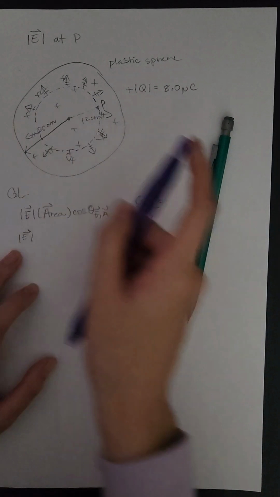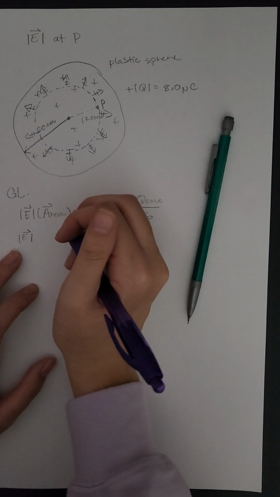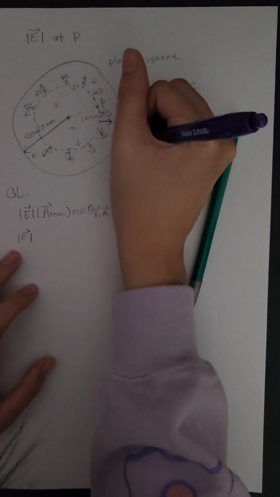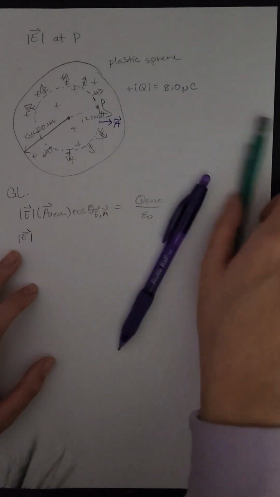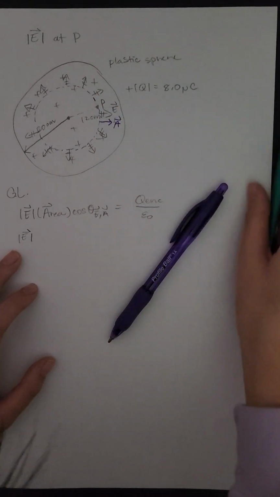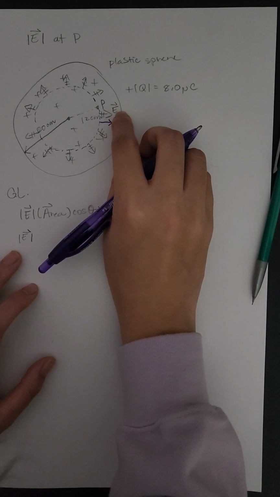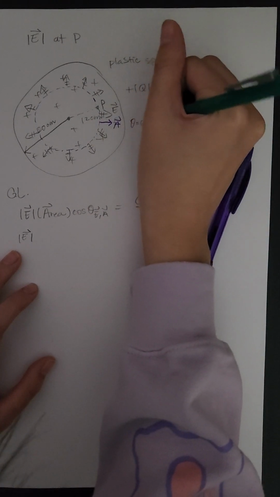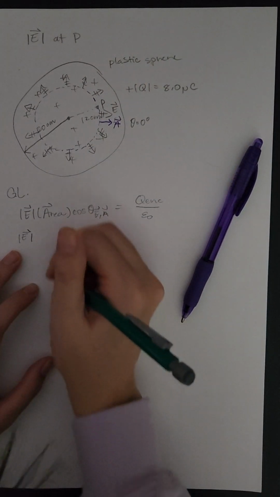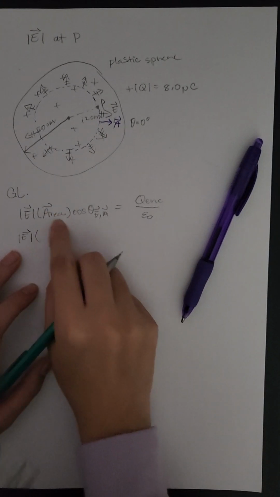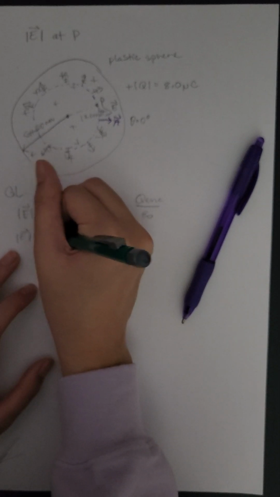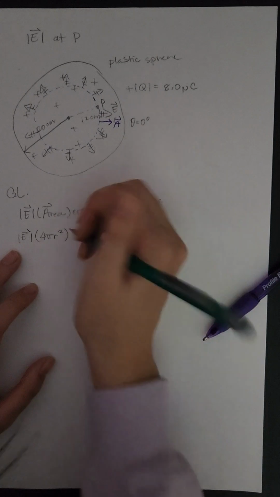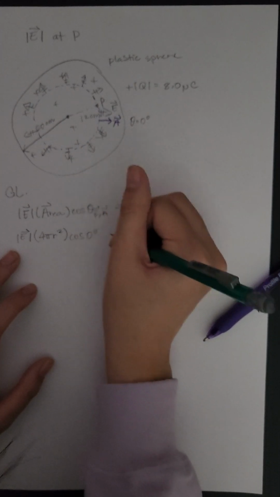Okay, and the area vector points from inside to outside, like this. If we compare it to the electric field vector, you can see that theta is 0. The angle between them is 0 because they point in the same direction. And for the magnitude of the area, we write the area of a sphere, which is 4 pi r squared. And we already said that theta is 0, so it's cosine 0 degrees.